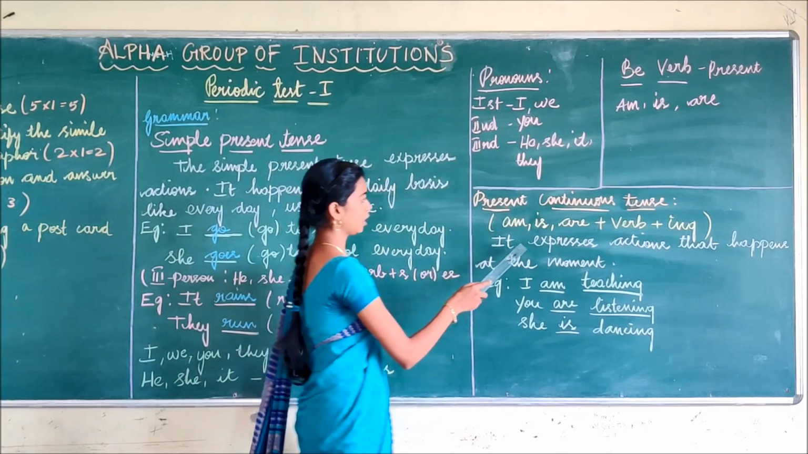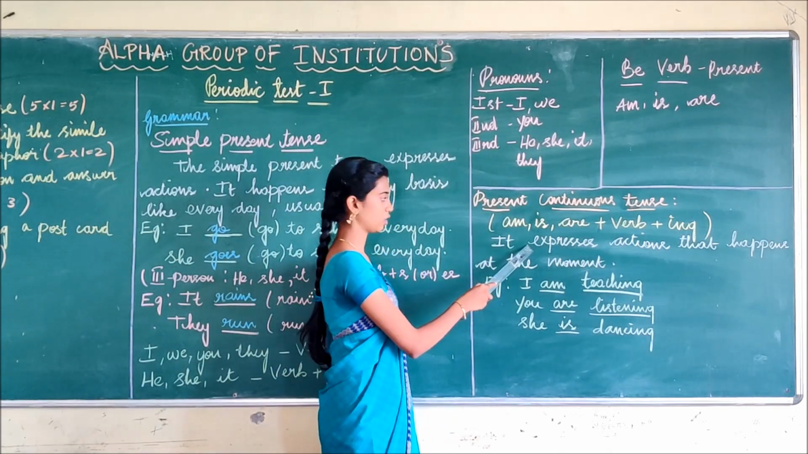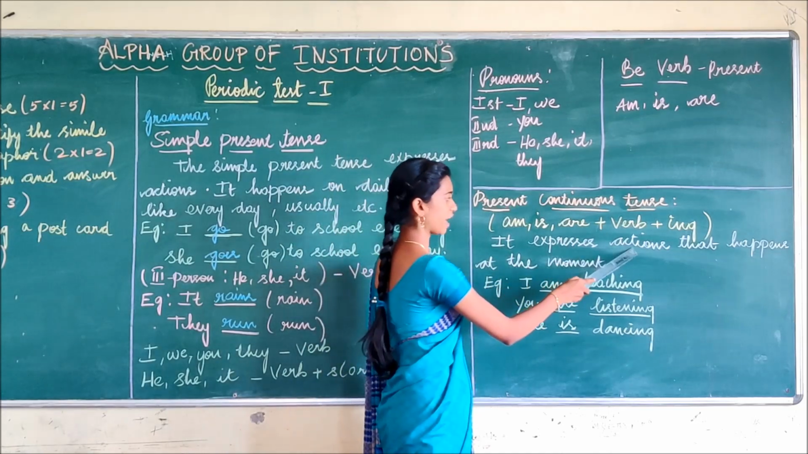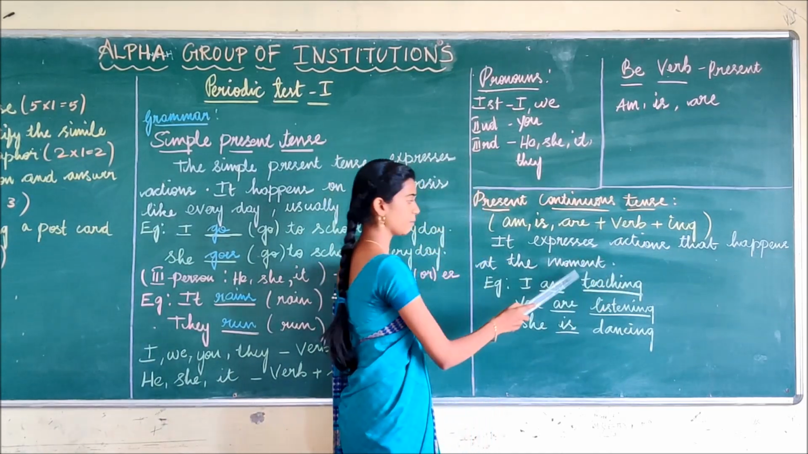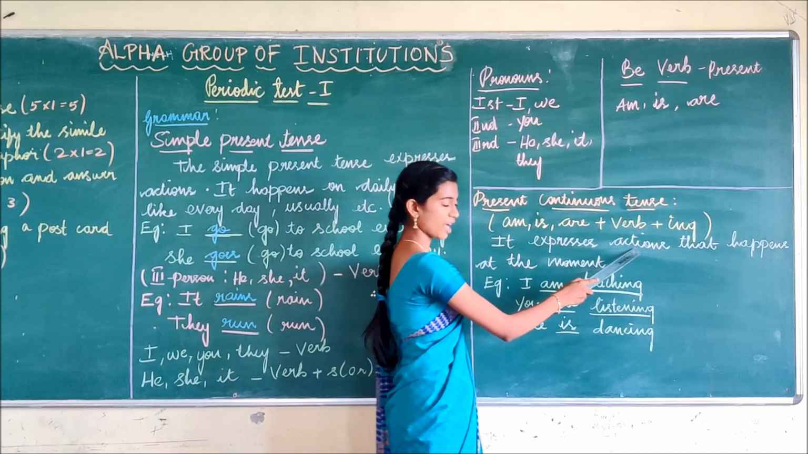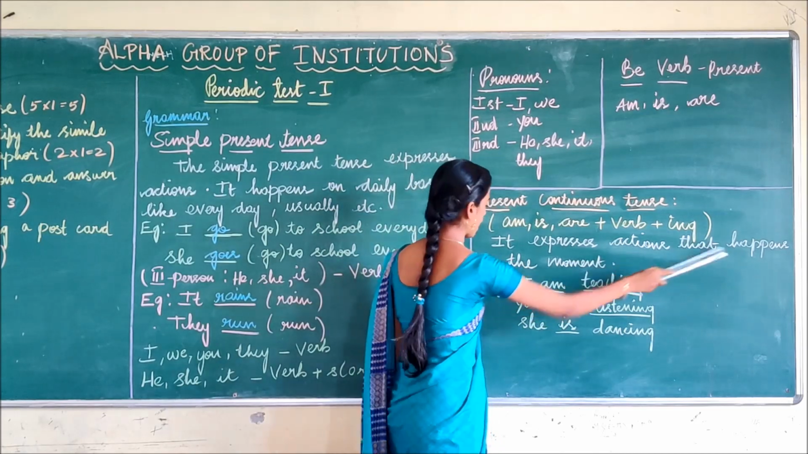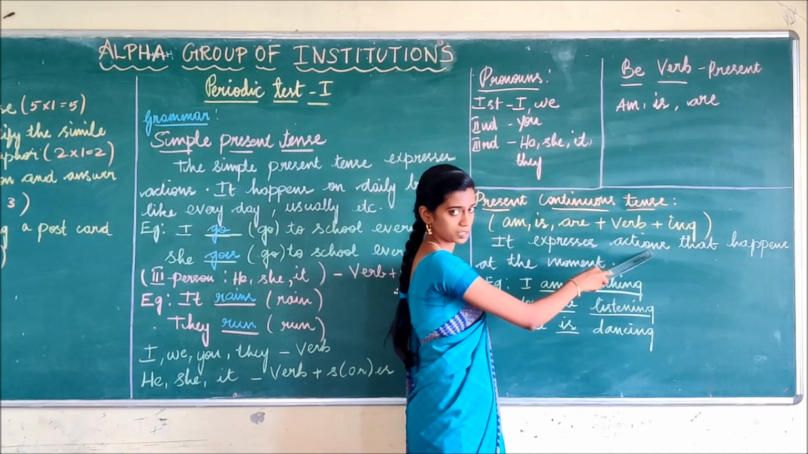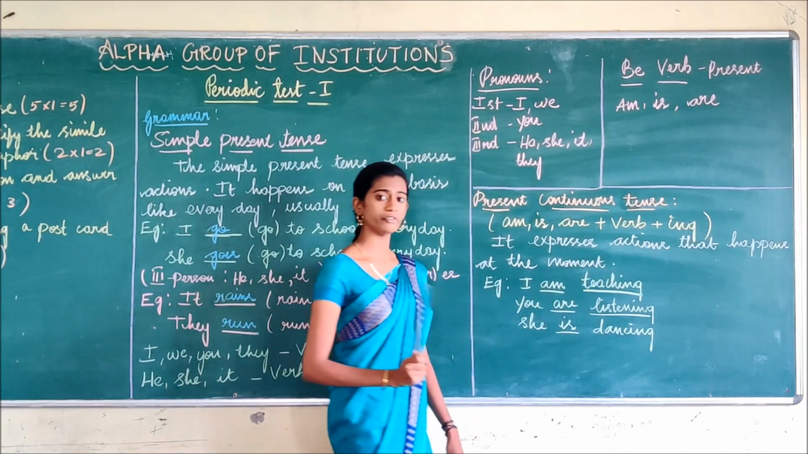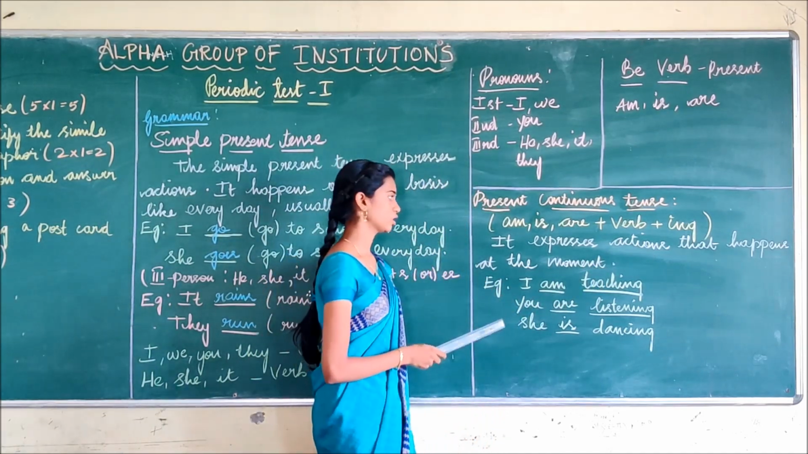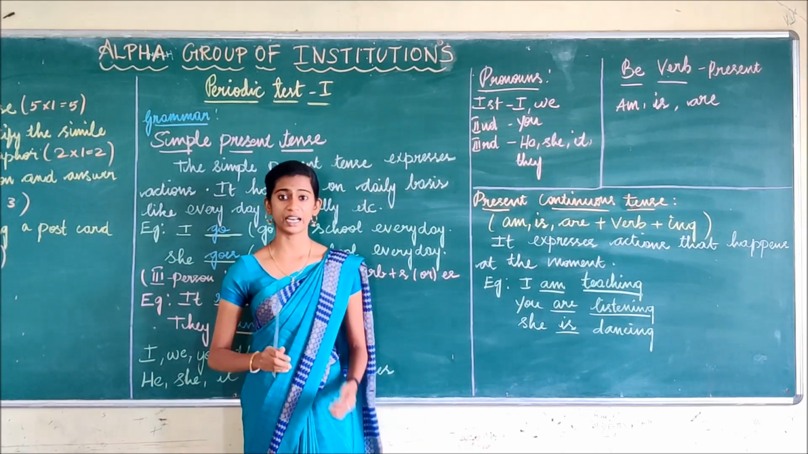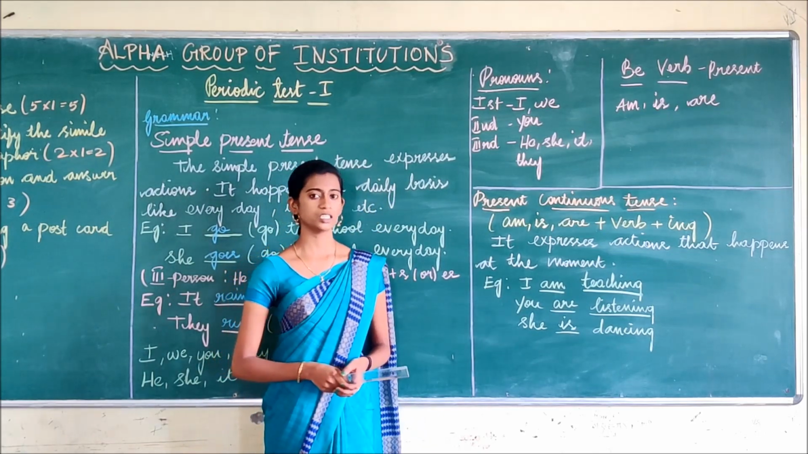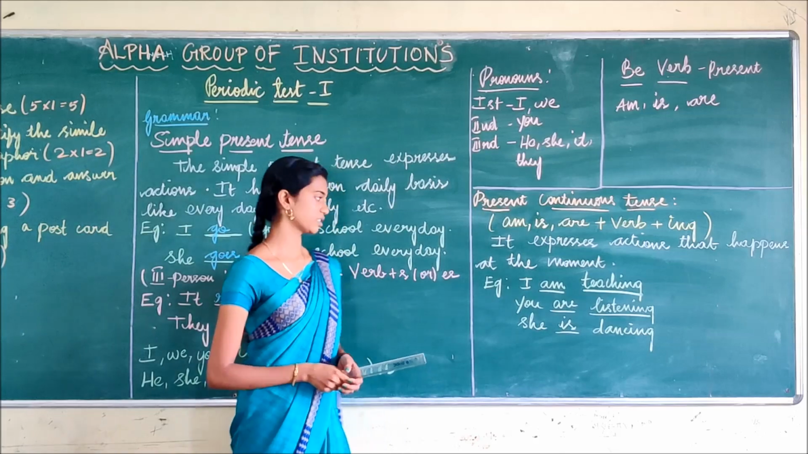Now let us see the definition for present continuous tense. It expresses actions that happen at the moment. I already told what action means: the process of doing something. So the action that happens right now, at the present, is known as the present continuous tense.